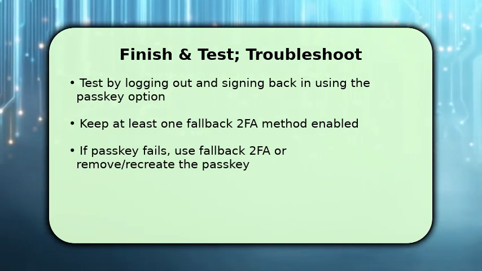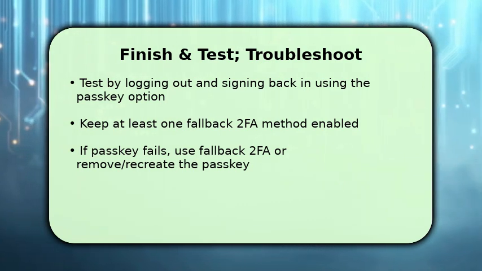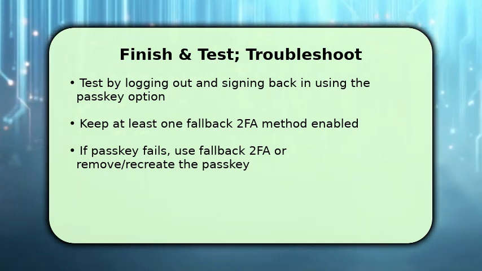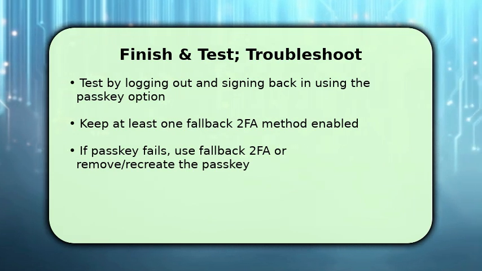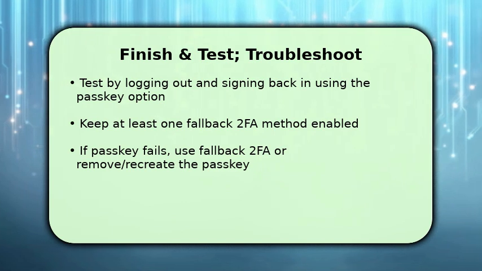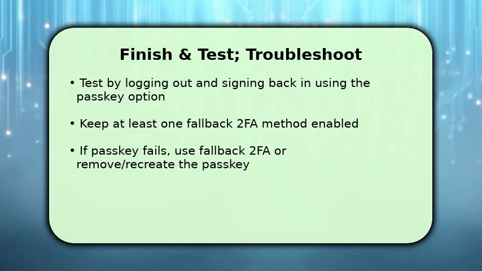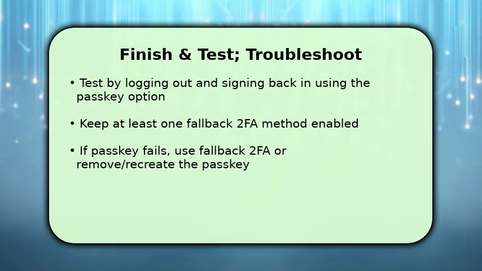Make sure you keep at least one fallback 2FA method active in security settings so you can still access the account if a device is lost. If the Passkey fails, don't panic. Use your fallback 2FA to sign in, then remove and recreate the Passkey or re-register the hardware key. If problems persist, contact Binance support for account-specific help.